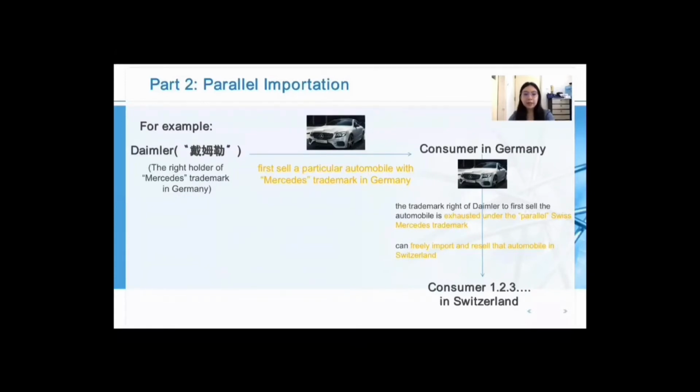And in fact, the practice will be different in different countries. Governments will, based on different policy and economic considerations, adopt different types of exhaustion and parallel importation policies for trademark rights. So that's all about my part, and I will let my group mate talk about the next part.